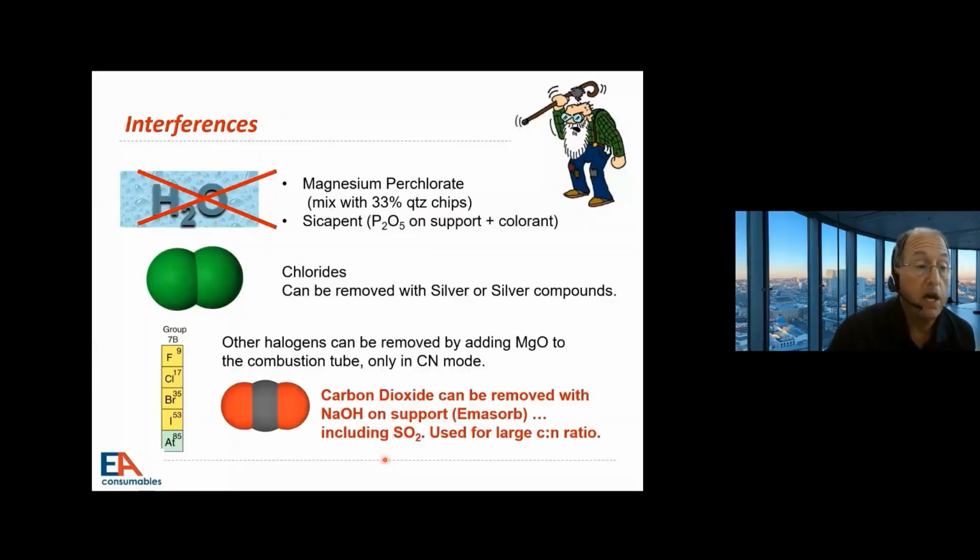And there are times when you may want to get rid of the CO2 and only analyze for nitrogen. This is the case with high C-N ratio samples such as tree rings, where there's a huge amount of carbon and very little nitrogen, so we can use a bigger sample size if you can get rid of the carbon. You can pass this over sodium hydroxide on a support. Our product name for that is Ascarite. We'll get more into that later.